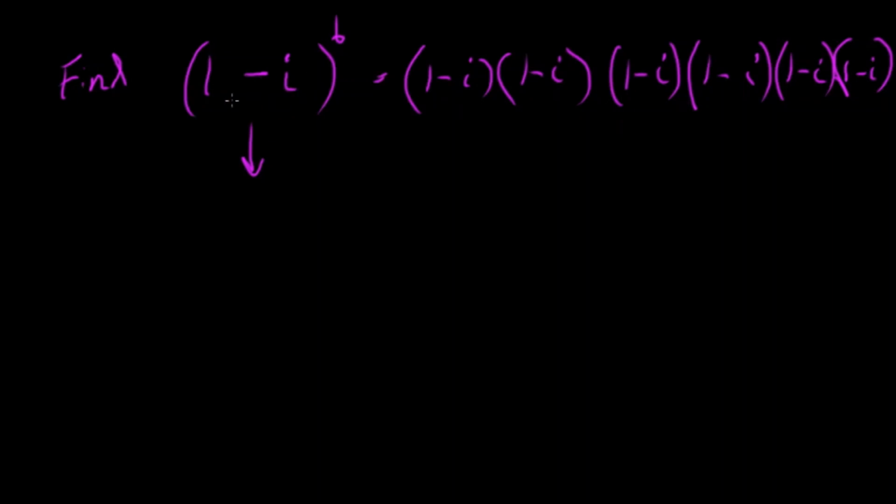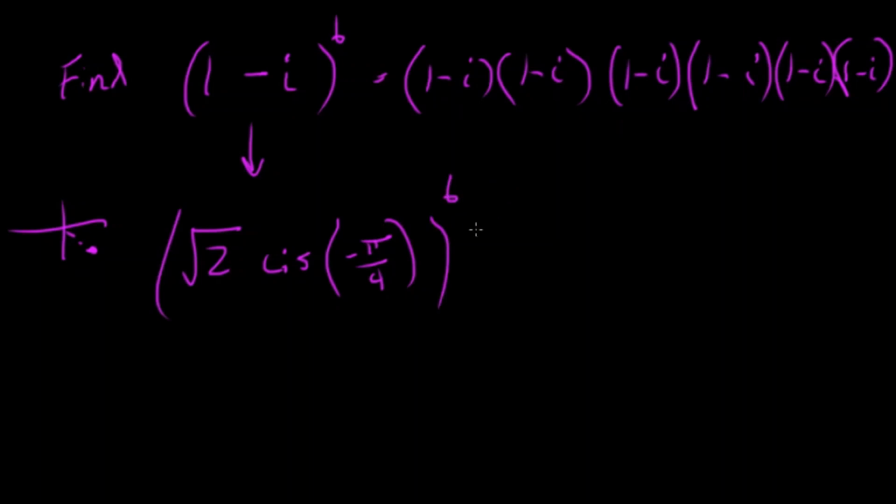So what's its distance from the pole? That's going to be square root 2. 1 squared plus 1 squared is 2, and then the square root of that is the absolute value. And then what's its angle? So 1 comma negative 1, that's going to be a negative pi over 4 radians. All right, I've just converted 1 minus i into its polar form by looking at its distance from the pole and its angle with the pole. And I want to raise this to the sixth. Well, okay, let's do it.